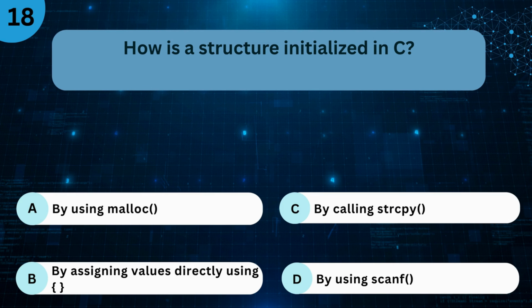How is a structure initialized in C? A. By using malloc function. B. By assigning values directly using curly braces. C. By calling strcpy function. D. By using scanf function. The right answer is B. By assigning values directly using curly braces.